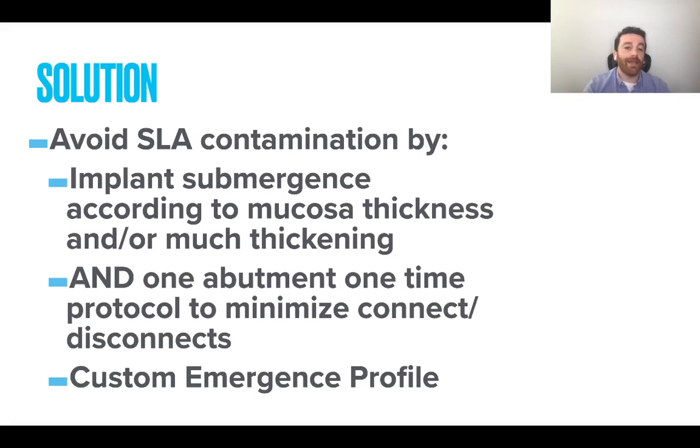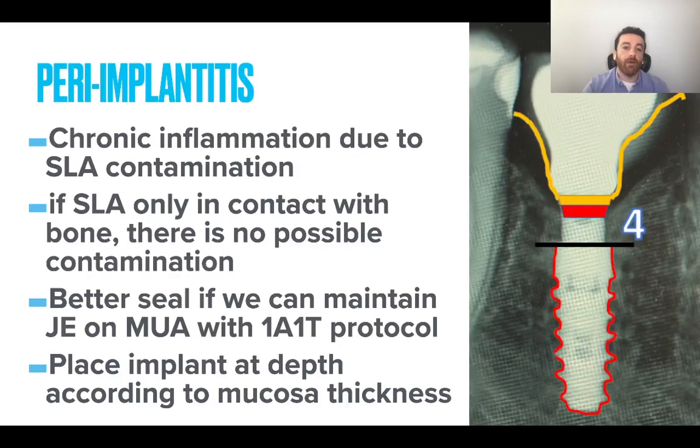So the solution is to avoid SLA contamination by submerging your implant according to the thickness of the tissue, and if possible, a one abutment, one time protocol to minimize connecting and disconnecting those abutments. So what is peri-implantitis? It's a chronic inflammation due to the SLA contamination. And if the SLA surface becomes contaminated, there's no way to potentially decontaminate it fully. So it's better to seal the area with that junctional epithelium on multi-unit abutments if possible with one abutment, one time protocol, and place your implant at depth according to the tissue thickness.